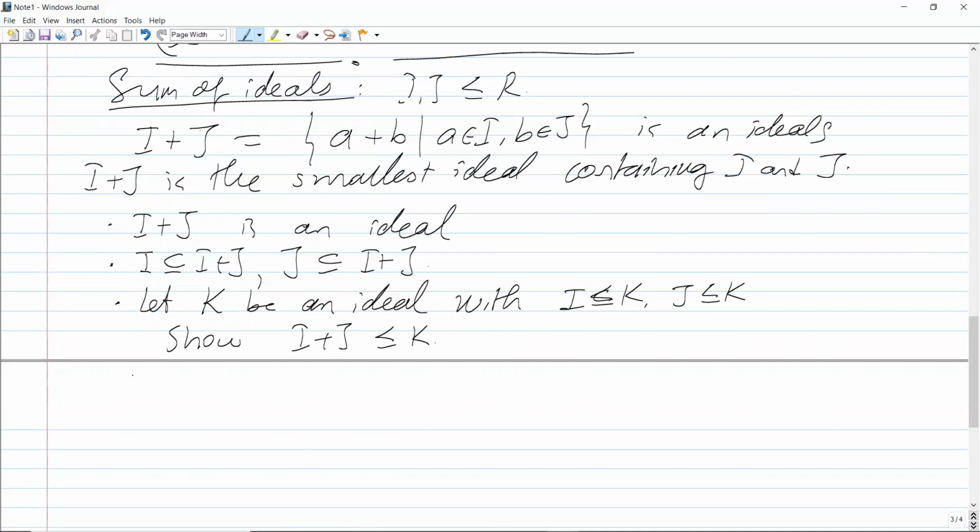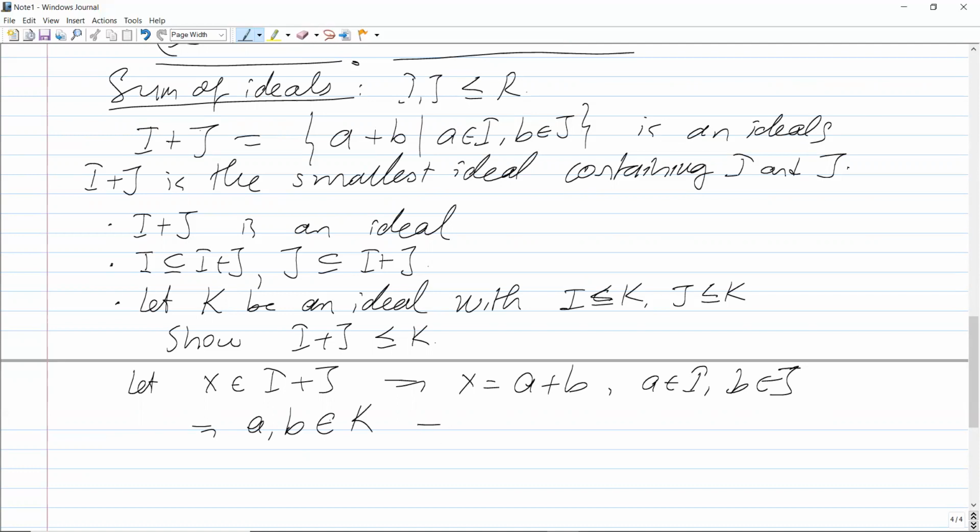So let's take an element, let X be an element from I plus J, so that we can write X as A plus B, where A is in I and B is in J, so that A and B are in K. So hence X is equal to A plus B is in K. That means, therefore, I plus J is inside K. So that means I plus J is the smallest ideal containing I and J.